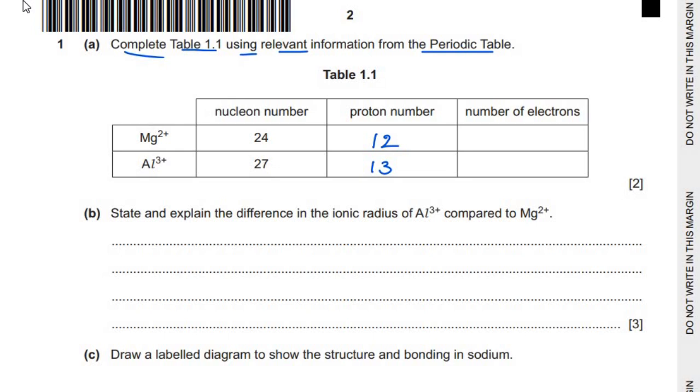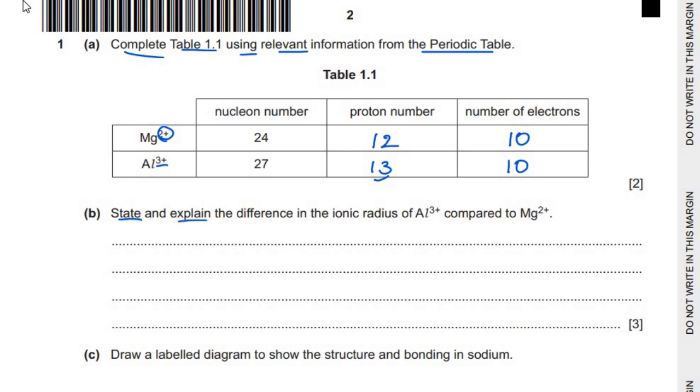And number of electrons, if we check, there are 12 protons and 12 electrons in a magnesium atom, but here is an ion with +2 charge, that is a 2+ ion, so 2 electrons are less, so the number of electrons is 10 here. And same in the case of aluminium where 3 electrons are less, so 10 electrons again in the aluminium ion also. Let's go ahead with the next part.